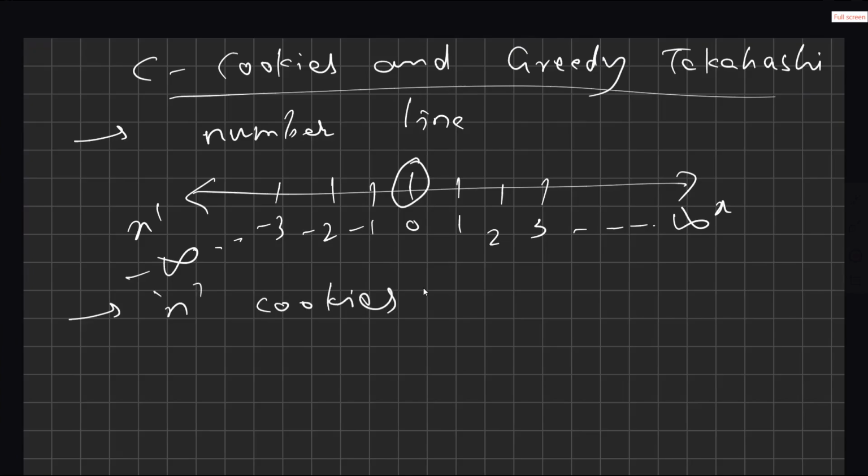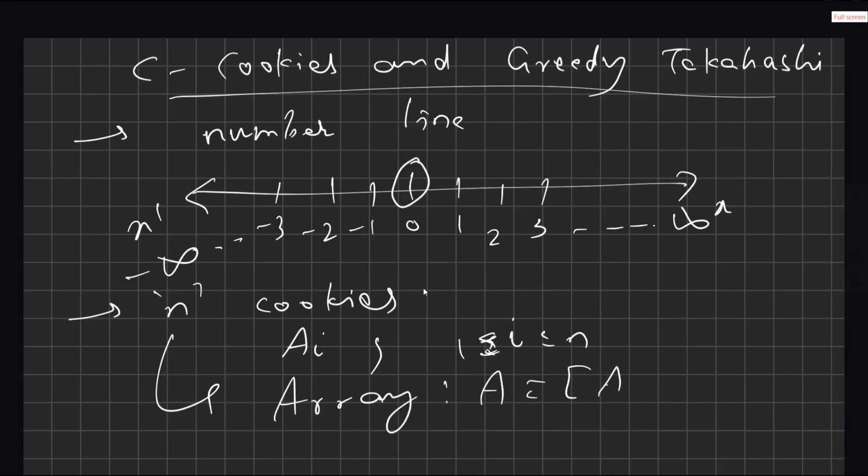We have N cookies placed at positions A_i, where i is from 1 till N. This is basically the array index, whatever array A we have. It's like A0, A1 and so on up to A(n-1) if we take 0-based indexing. So A_i denotes the actual coordinate where that cookie is.